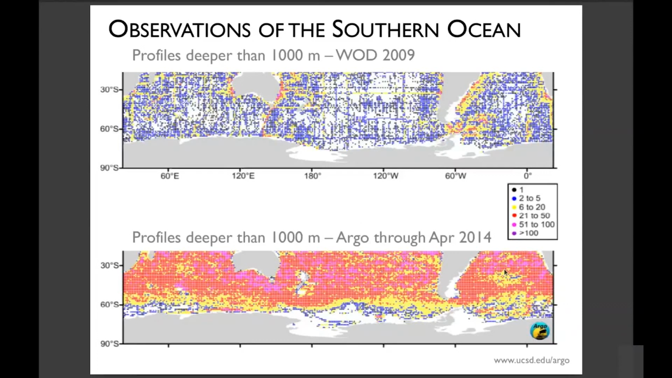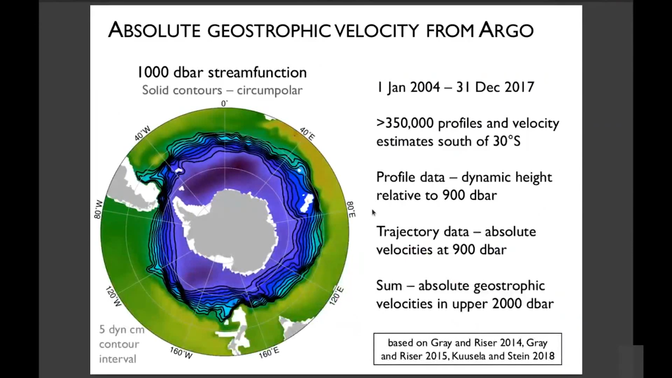So, much more data from Argo. This is only through 2014. Before that we had deep profiles in the World Ocean Database, and the Southern Ocean was pretty sparsely covered. And one of the things that I've been working on is using these observations, both the trajectory data from the floats as well as the profile data, to estimate geostrophic velocities in the top 2,000 meters of the water column. This is ongoing work, but I'm showing here my updated estimate of the circulation in the Southern Ocean.